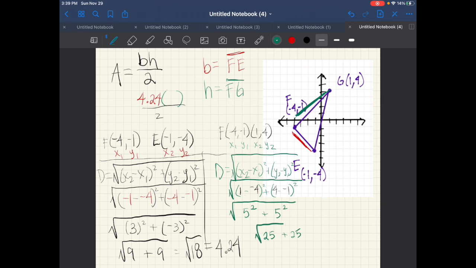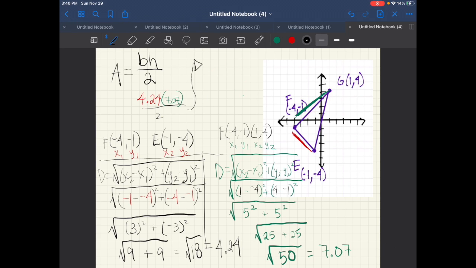Add them together, take the square root. And we have the square root of 50. 25 plus 25 is 50. And the square root of 50, let me do this on my calculator, is 7.07. Put that up here, 7.07, and that's our height.